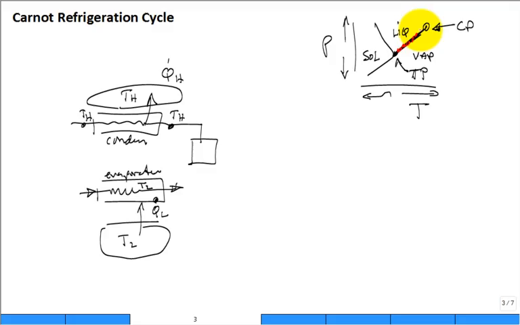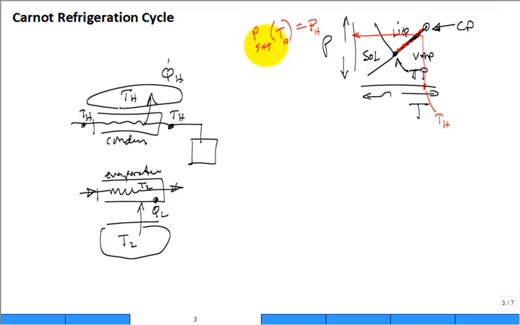This is key. If I want the fluid to be changing phase, going from liquid to vapor and vapor to liquid, and I want it to happen at a relatively high temperature, TH, you come up and you go across. What do we know about that pressure? It's high. PH would be the saturation pressure at that temperature, TH.